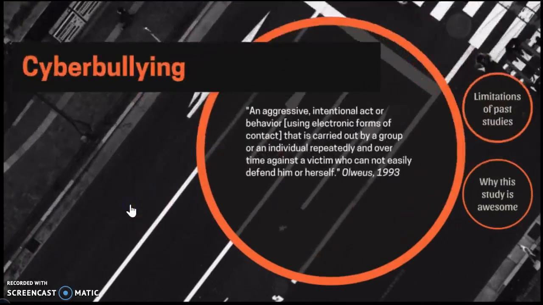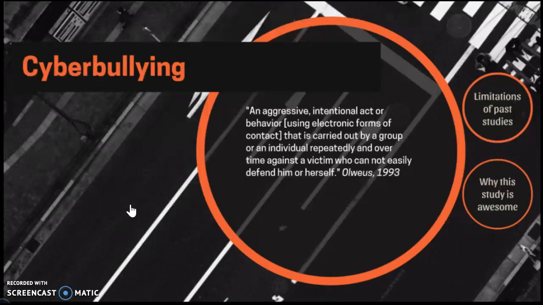As an overview, Smith uses the definition for bullying put forth by Olweus in 1993, which is an aggressive, intentional act or behavior that is carried out by a group or an individual repeatedly and over time against a victim who cannot easily defend him or herself. And Smith inserted the words, using electronic forms of contact, to make it specific to cyberbullying.